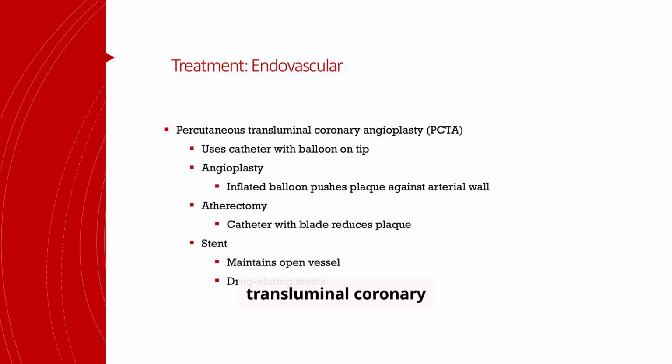Percutaneous transluminal coronary angioplasty, PCTA, uses a balloon to push plaque against the arterial wall. Atherectomy uses a blade to reduce plaque. Stents maintain an open vessel, and drug-eluting stents are often used.